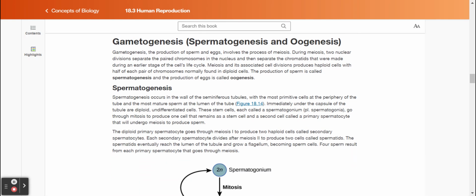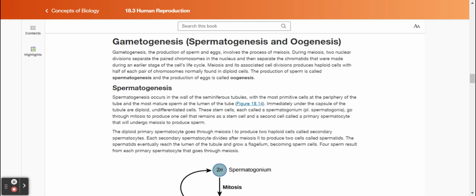Gametogenesis, spermatogenesis, and oogenesis. Gametogenesis, the production of sperm and eggs, involves the process of meiosis. During meiosis, two nuclear divisions separate the paired chromosomes in the nucleus and then separate the chromatids that were made during an earlier stage of the cell's life cycle.